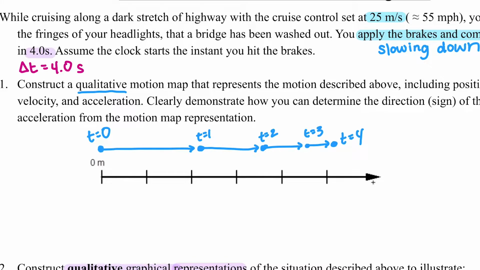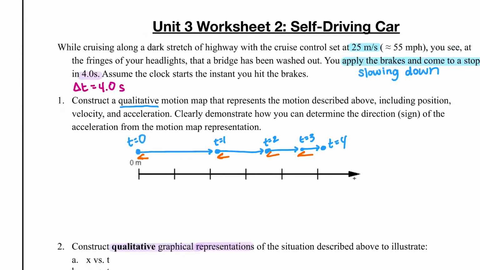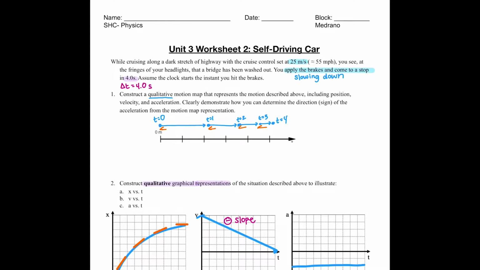And now we're going to draw our acceleration arrows back on our motion maps. We had a negative acceleration, so we're going to show negative acceleration vectors. They should all be approximately the same size. Looks like mine just got longer, but they should be the same size.